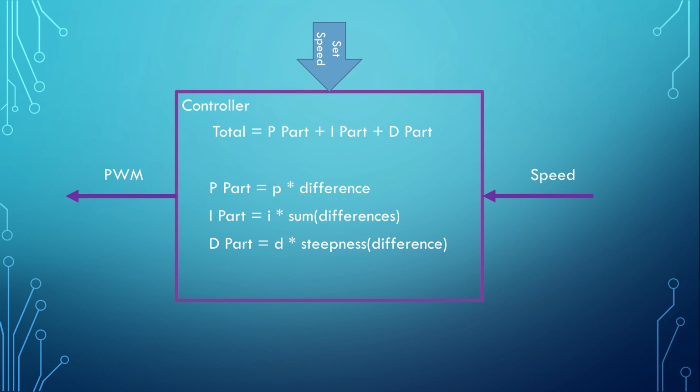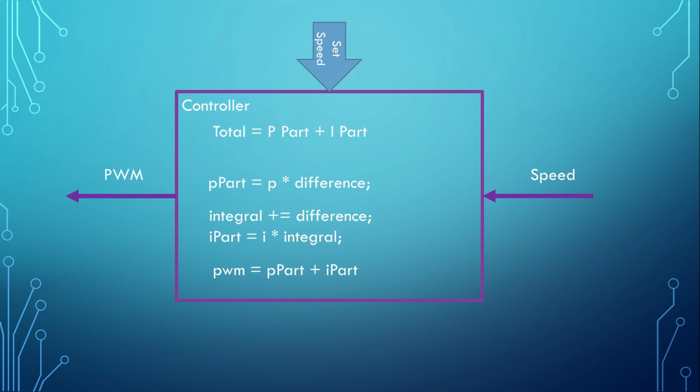These controllers consist of one, two, or three parts. The PWM signal consists of the sum of the three parts. The P part just multiplies the difference with a factor. The I part sums up all differences and multiplies this sum with a factor. And the D part calculates the spread between the last and the current difference and multiplies this spread with a factor. It is obvious that the three parts behave completely different.